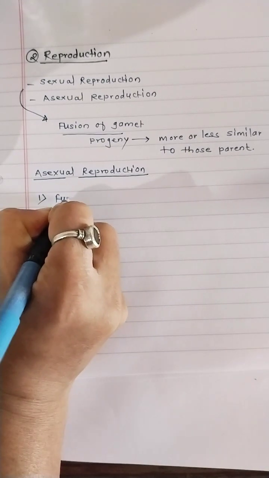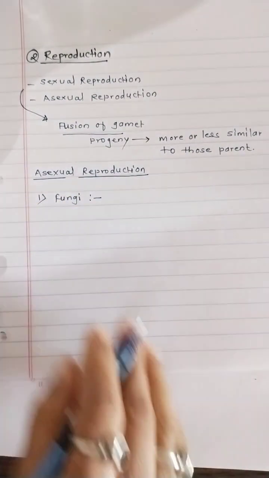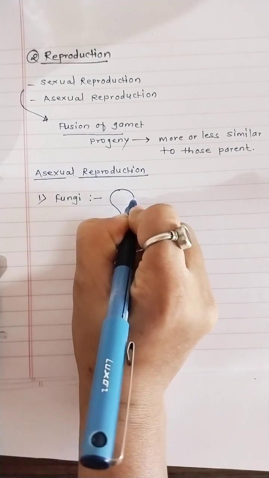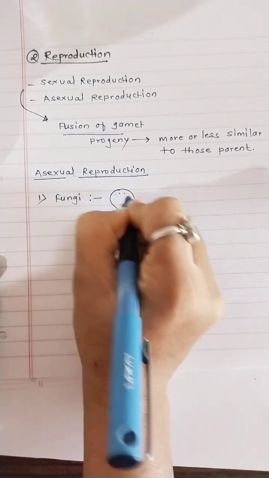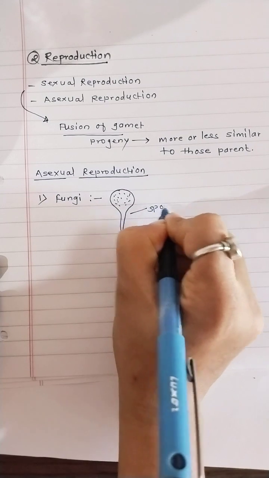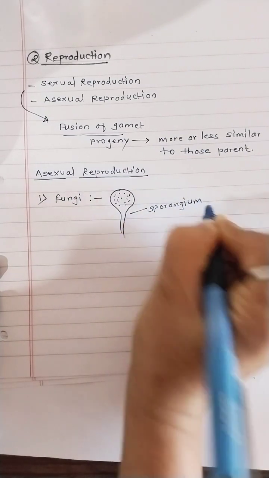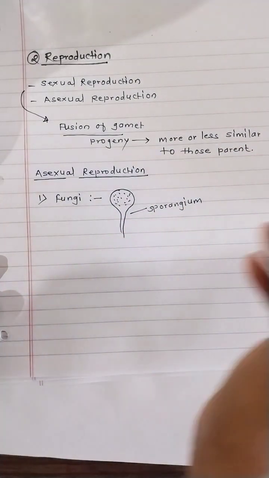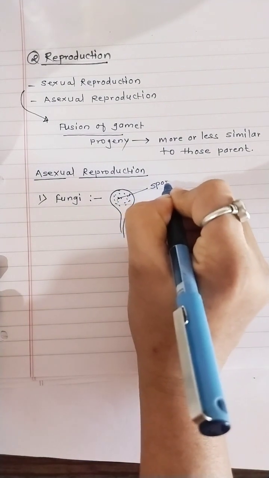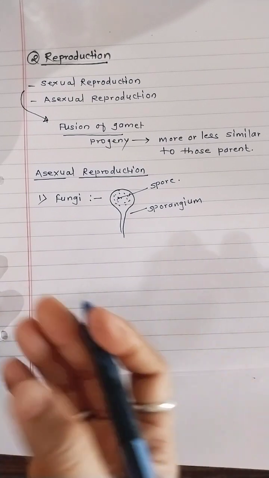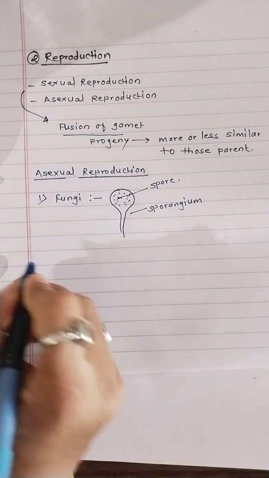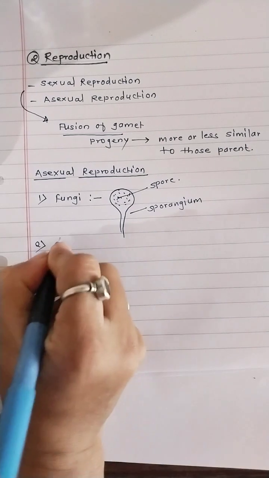First, consider the fungi. Everyone knows that fungi produce new fungi by spores. The spores are present in the sporangium, and when the sporangium bursts, the spores spread out and each spore can produce a fungus. So the sporangium produces the new fungi; we consider this asexual reproduction by sporangium.